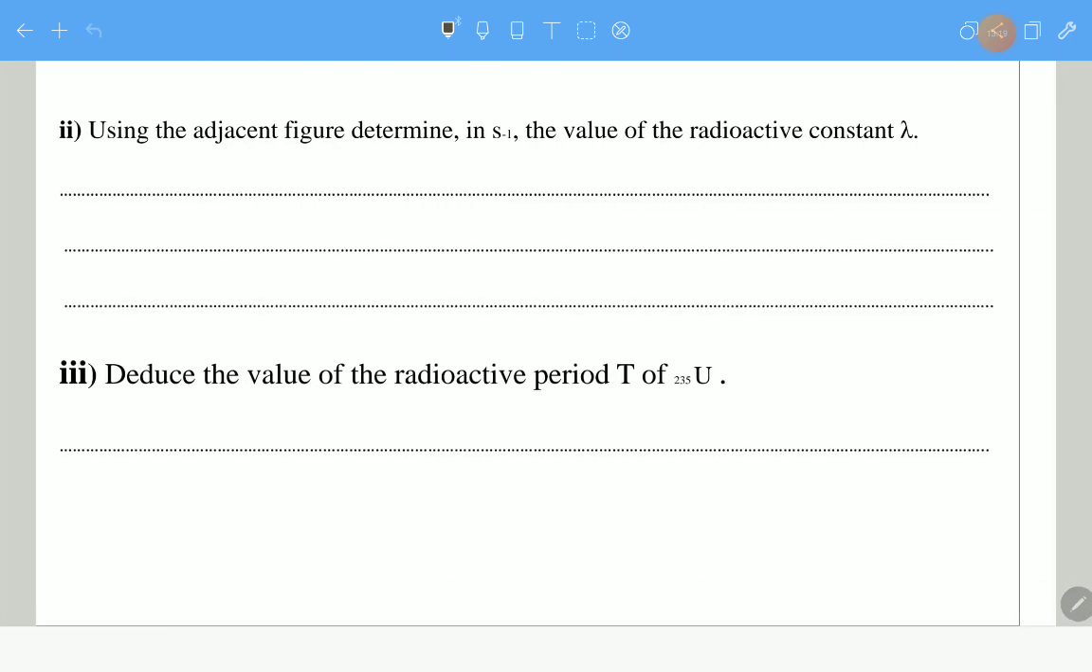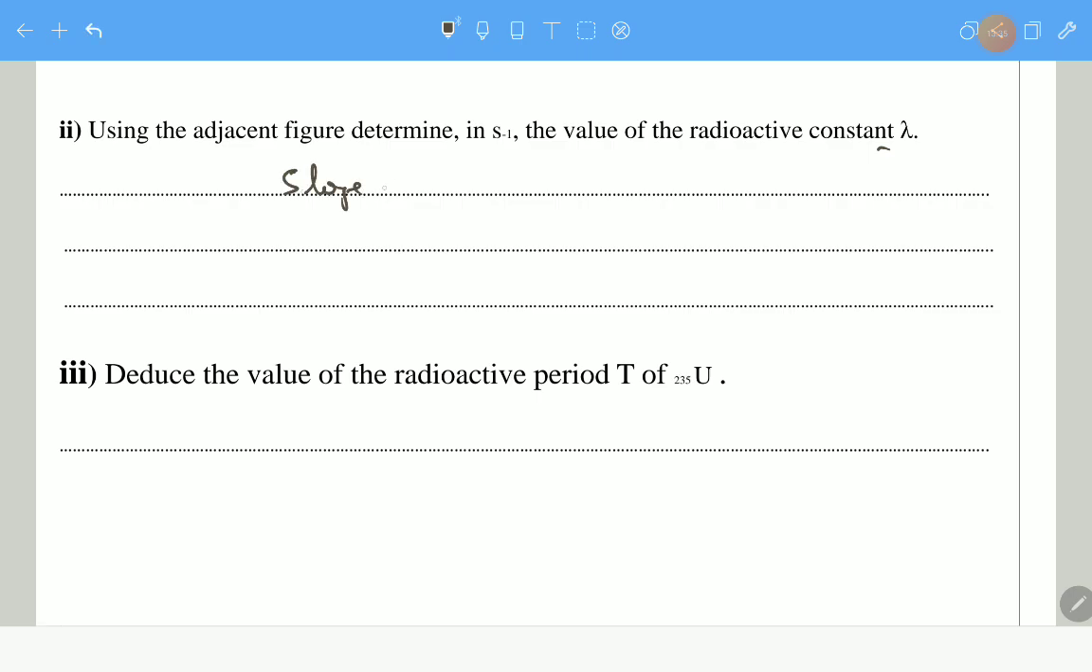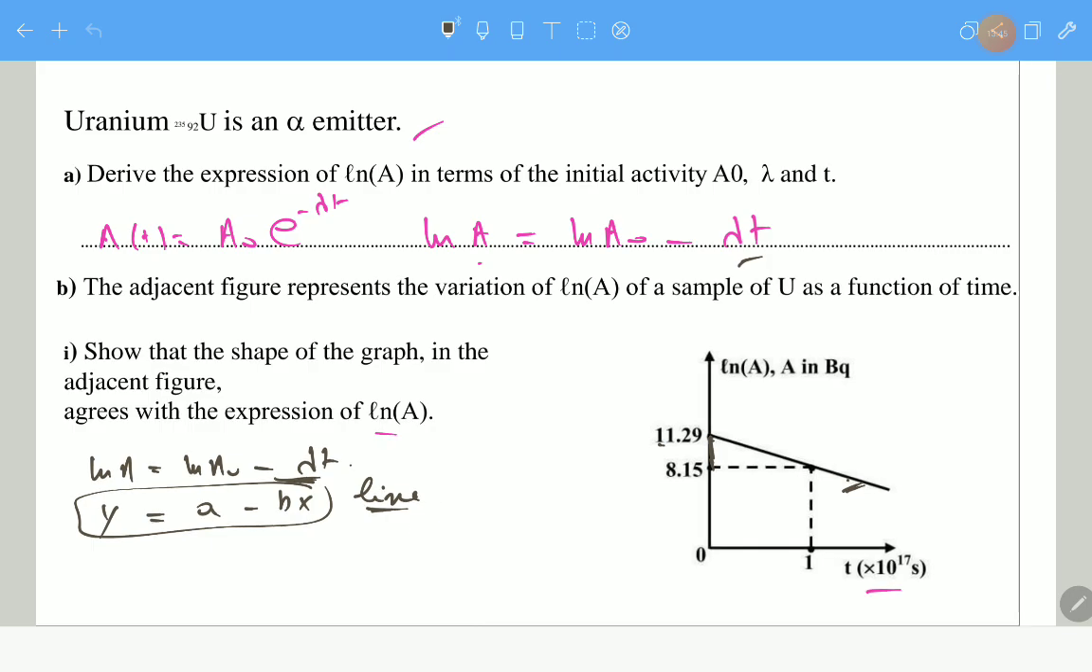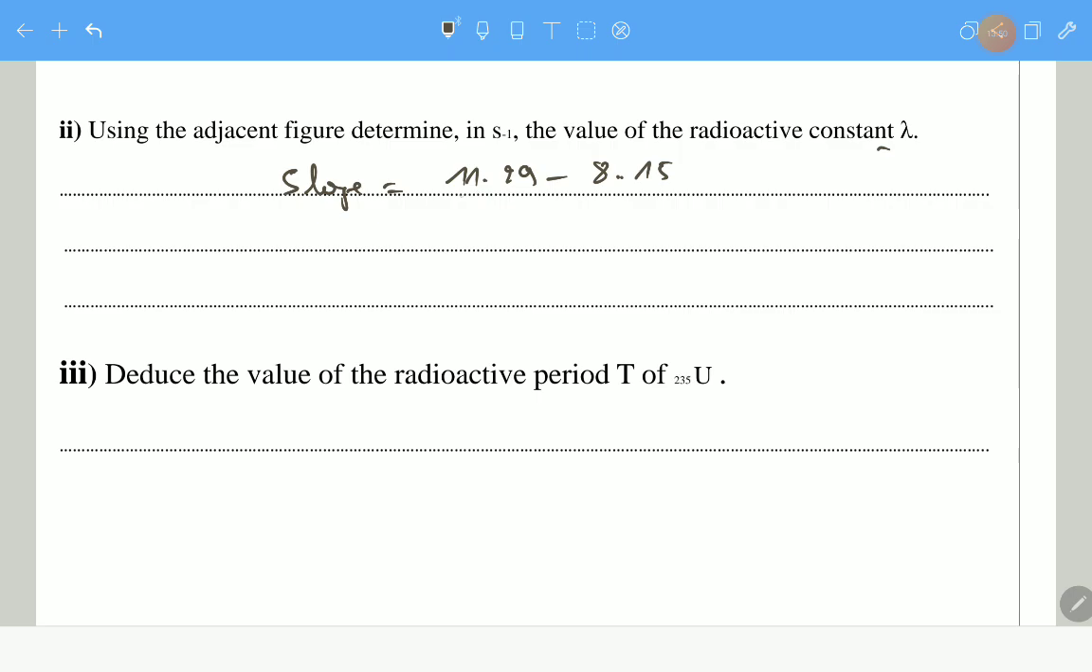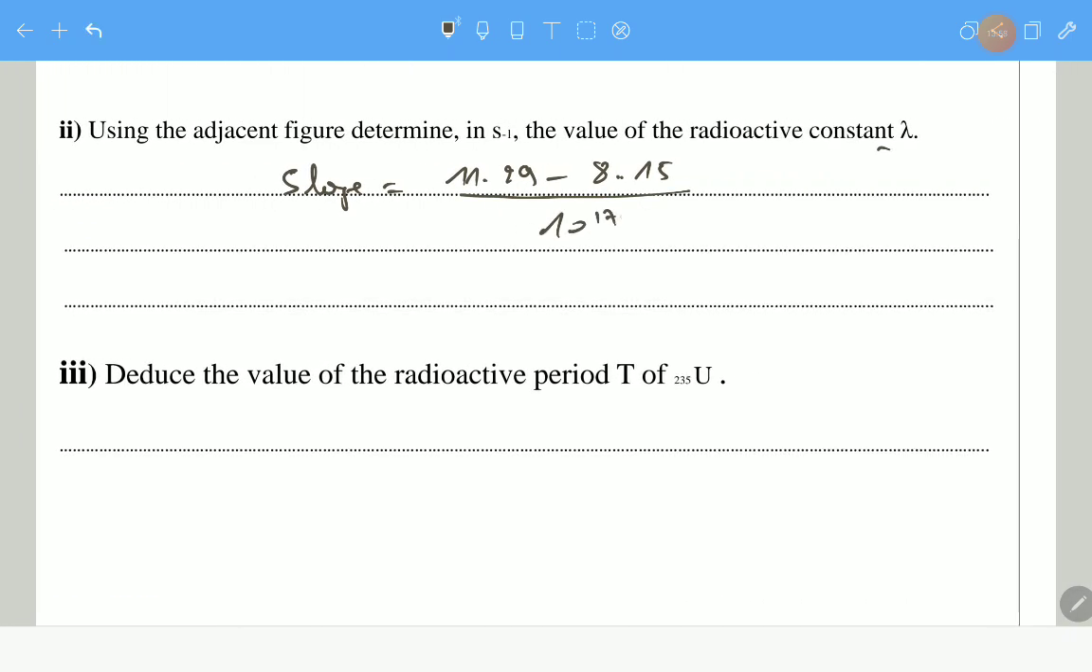Now, using this adjacent figure, we can determine, in second to the minus 1, the value of the radioactive constant lambda. So we said that minus lambda is the slope of this line. Let's compute the slope of this line. The slope is equal to 12.29 minus 8.15 over 1, but don't forget 10 to the 17 seconds. So this is equal to 3.14 times 10 to the minus 17 seconds to the minus 1.